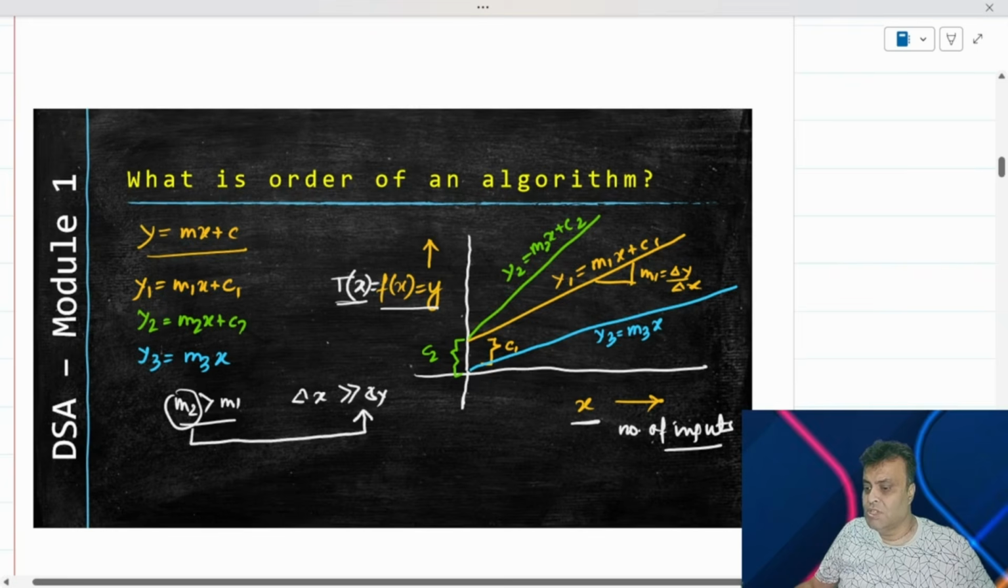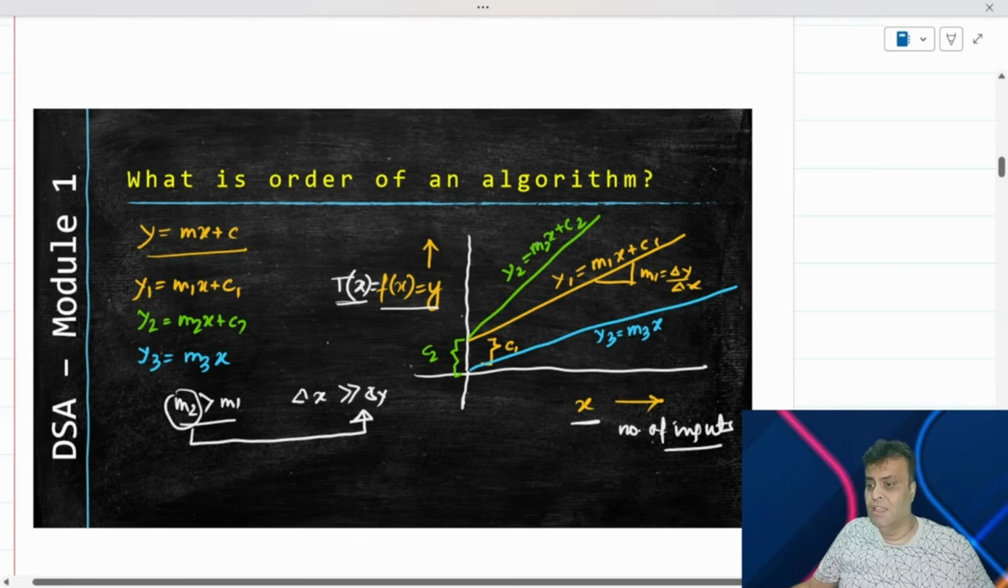A small change of x produces a large change of y. That means the more you increase the number of elements, the larger the time taken by that particular algorithm. So even for a small change in the number of items, the algorithm is going to increase its time, is what M2 is trying to say, right?